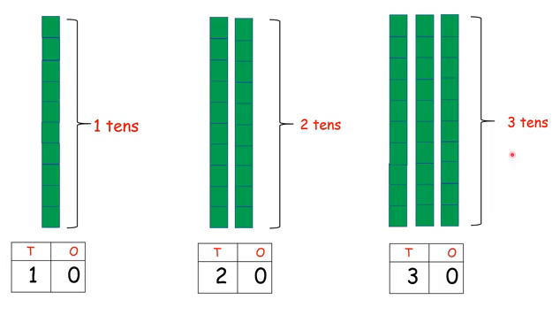3 tens. And this is the way we write 30. O for the ones column, T for the tens column. We write 0 under the ones column and we write 3 under the tens column. Now shall we repeat that? 10, 20, 30.